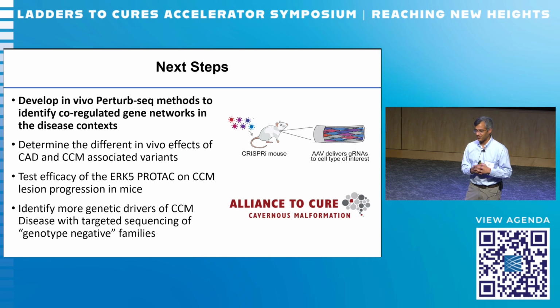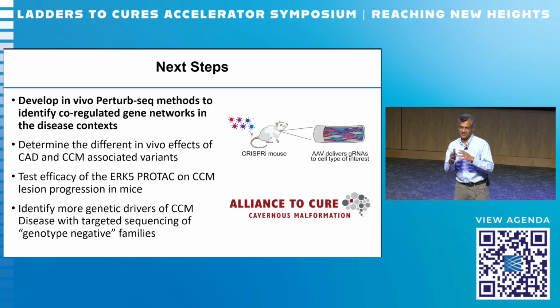And so I'll end by saying we're just scratching the surface of how nodal biology could affect one rare disease and multiple common diseases. But to go forward, we want to develop in vivo Perturb-seq methods to identify the co-regulated networks in a disease context. We're starting along those lines, with AAVs that target endothelial cells that were actually made by the Deverman lab here. We've been able to get pretty good expression in a CRISPR-I mouse. We want to determine the different in vivo effects of CAD and CCM-associated mutations. We want to test the efficacy of this first compound for possible lesion resolution in mice that get CCM disease.